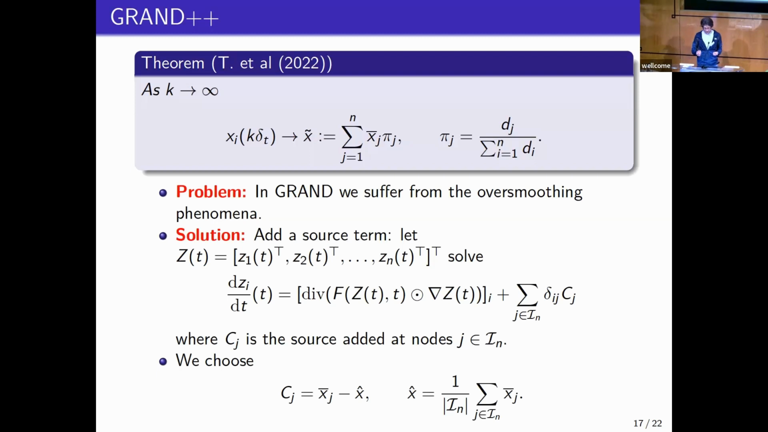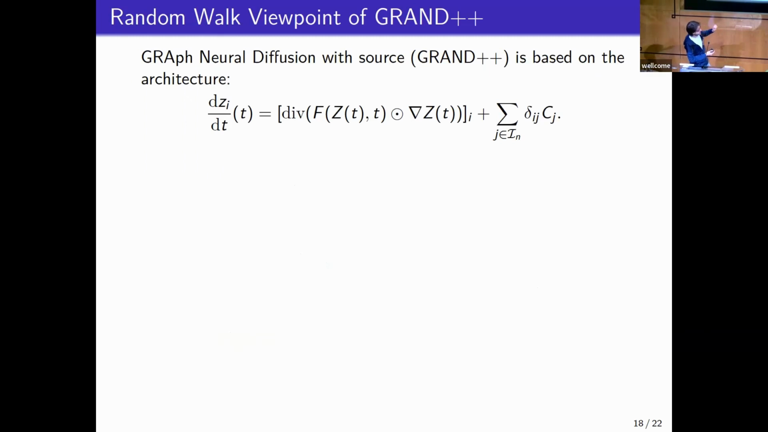To get everything to work well, and to make a connection to random walks again, I had to choose the source terms in a particular way. In particular, I essentially had to choose the source terms to be the initial values minus some constant, which was just there to recenter everything. I think this is the same equation as on the previous slide.